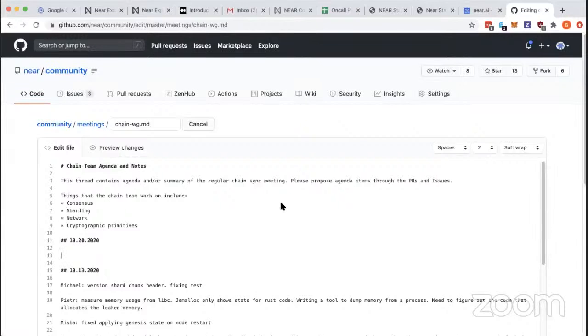Yeah, let's get started. And as usual, we just go through and get the update from what people have been working on. So start with Michael again. What is your progress? So I got the version shard chunk header changes merged at the end of last week. Now I'm moving on to getting the post phase one branch merged. I've rebased onto the version header changes.